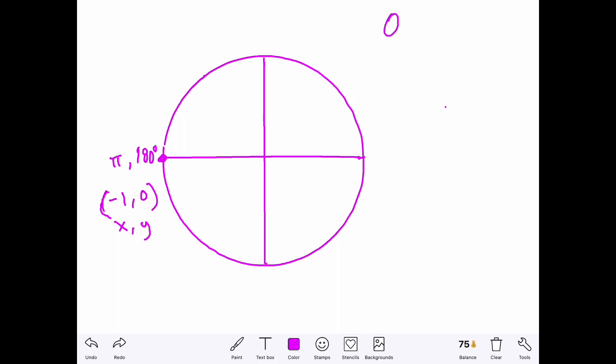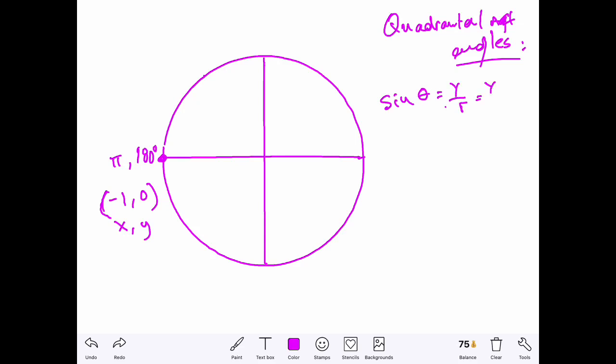Okay, and I'll again put quadrantal angles. Sine of theta we said was y over r, which is just y over 1. So let's do sine now of pi. Well, what's my y value? 0. What's my radius? 1. Sine of pi is 0. Okay, we've done 1.